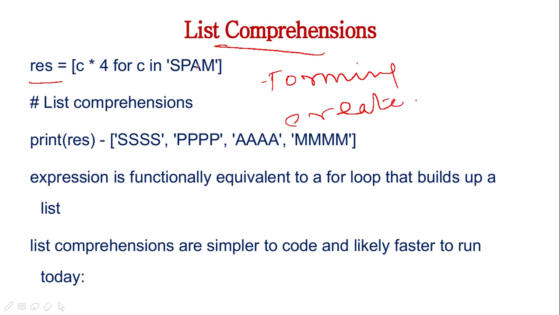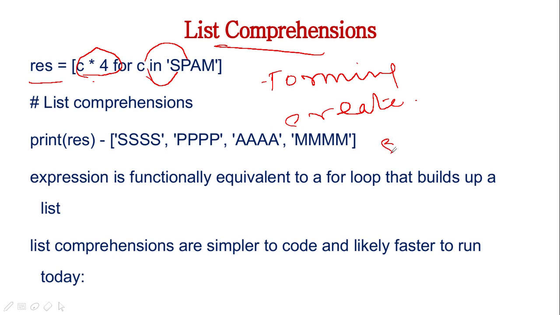We will put it within square brackets, since we are forming a list, and then c star 4. You are just saying c star 4. What is c? For that, look at the next part. For c in spam. So what will happen is the characters one by one will come and sit in c. So for the first iteration S will come, for the next one P will come, for the next one A will come, for the next one M will come. So 4 values will be taken by this c, and you are asking it to repeat. So you will get a list of 4 elements, each of length 4. So SSSS, PPPP, AAAA and MMMM. This is how list comprehension works.